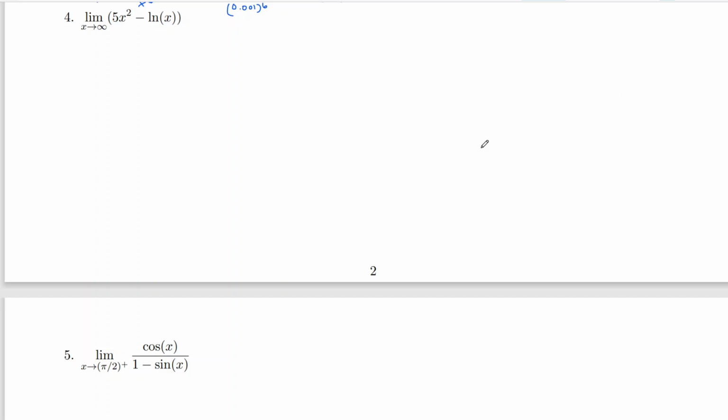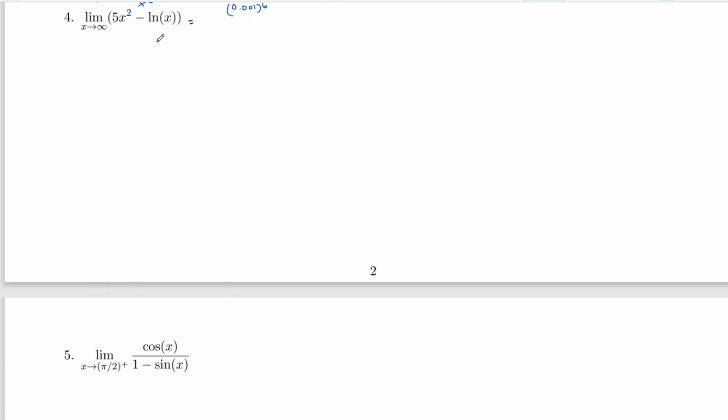Welcome back, everyone. In this video, I'll be continuing the section on indeterminate forms or L'Hopital's rule. Now, number 4 here, it says we want to evaluate the limit as x goes to infinity of 5x squared minus the natural log of x. And it's not a fraction, but if it is an indeterminate form, then we're going to have to turn it into one. Well, we still want to make sure that it actually is an indeterminate form.